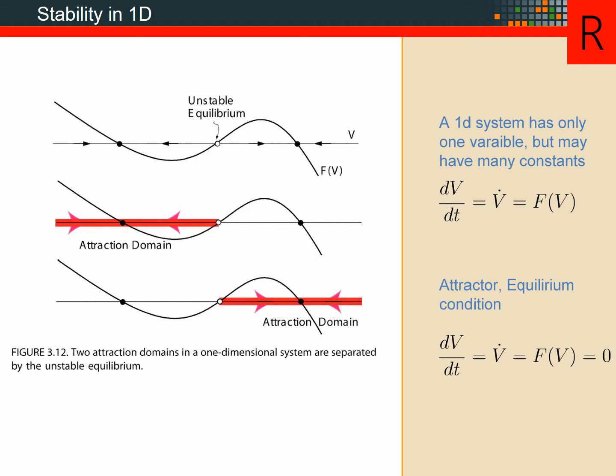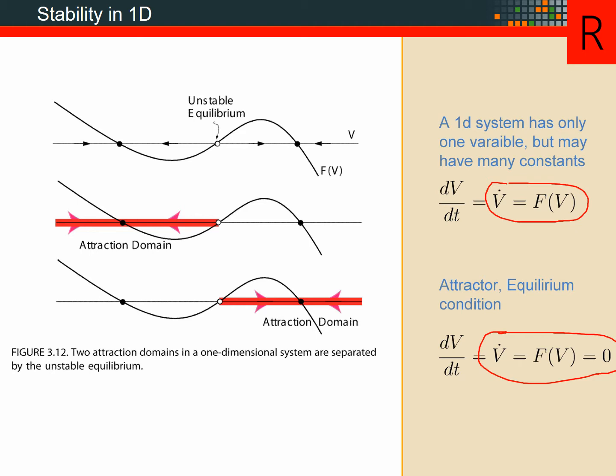For that, we would first like to review stability in a one-dimensional system. When we characterized one-dimensional systems, we realized that the change of the system is described by a differential equation, as you can see on the right-hand side, and the system is not subject to any change if the differential equation equates to 0. That means that v dot is 0 and f of v is 0. This is a necessary condition for an equilibrium that can be either an unstable or a stable attractor.